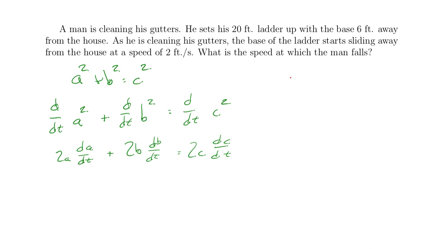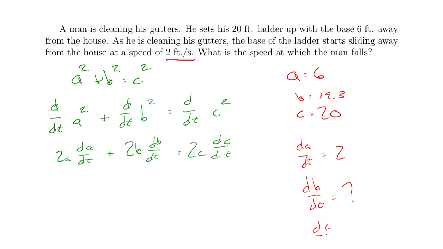Let's just remind ourselves. We had said that A was the base, so that's 6. B, we said, was 19.3 using the Pythagorean theorem. C, we found to be 20 because that was the length of the ladder. And we had this rate of change here, which was how fast the base was changing. That was dA over dt. And we want to know dB over dt, and we'll also need to know dC over dt, because we've got that in our equation as well.